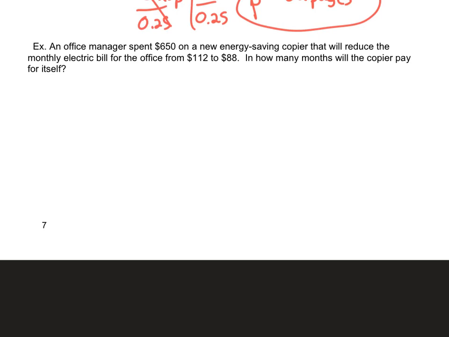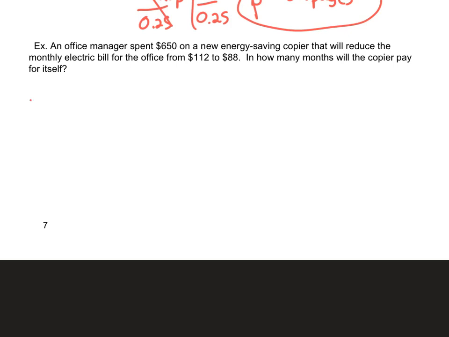So for us to set up the equation, I would want to define the variable, and I'm going to define that variable as m, and that's going to stand for months. Okay? So when we talk about this, we want to talk about the old bill and the new bill and compare them. We want to find out when those bills are equal. So he spent $650 on the copier itself, on the new copier.